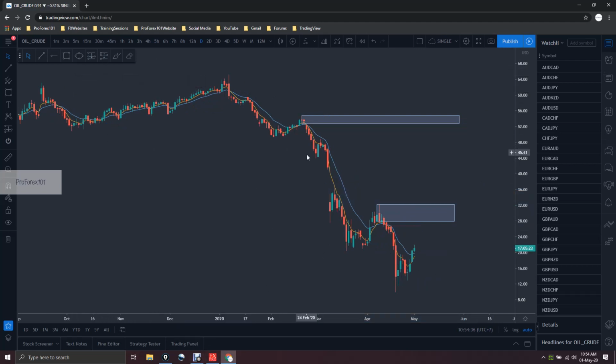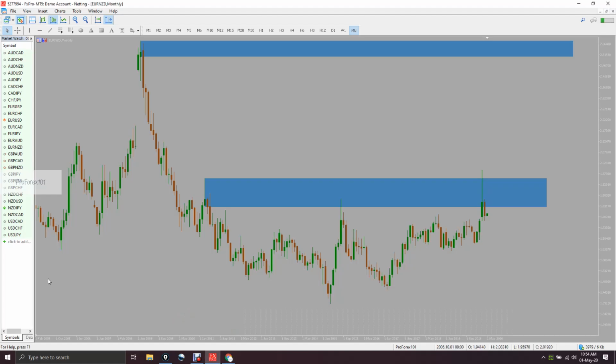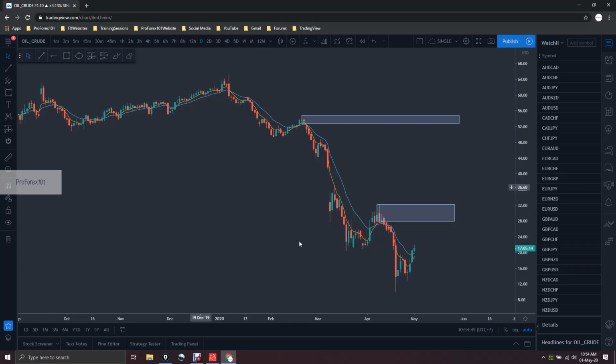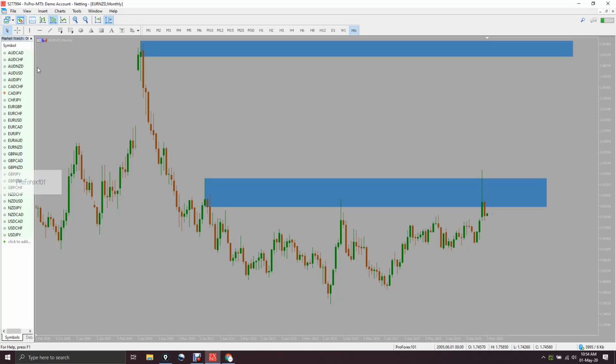Sorry, guys, I'm jumping between my TradingView and MT5 account, because it's easier for me to get the crude oil data on TradingView than trying to look for it on MT5. I don't think even MT4 has it. My broker has that.